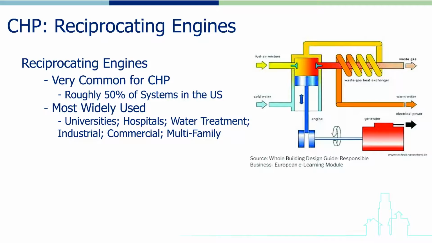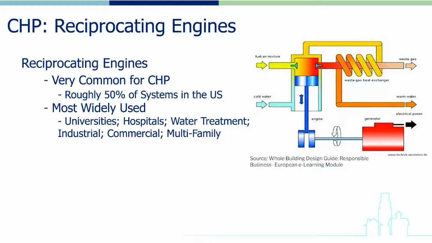Reciprocating engines are very common in CHP systems, currently accounting for roughly half of the installed CHP systems in the U.S. In contrast to reciprocating engines that only generate electricity, in CHP systems, the hot gases exhausted by these engines are captured and used to create steam or hot water that can then be used for heating or even cooling through a technology called an absorption chiller, which we will discuss later.